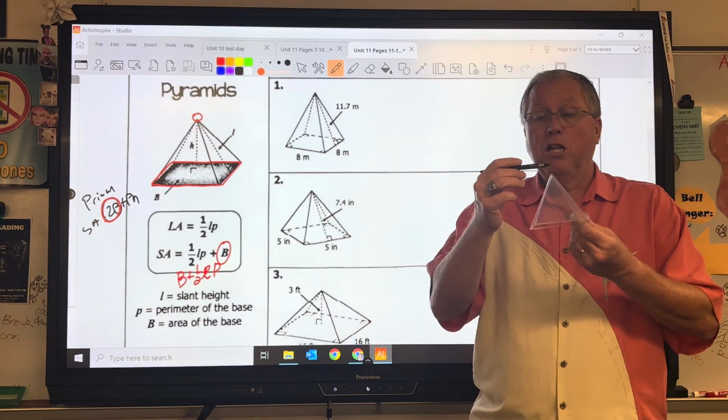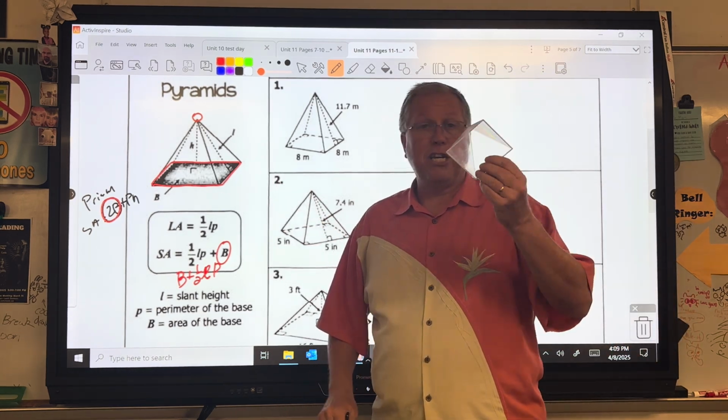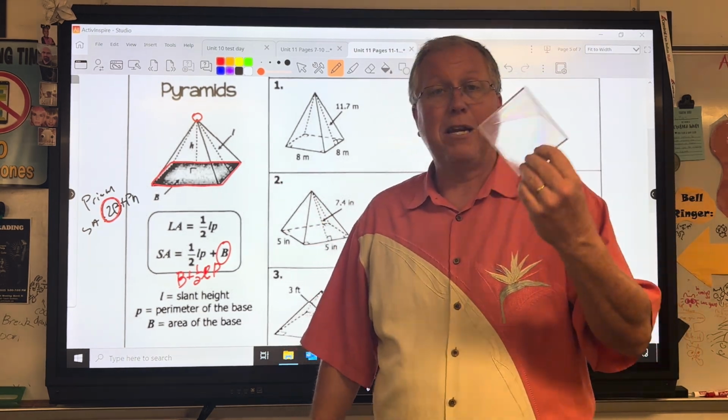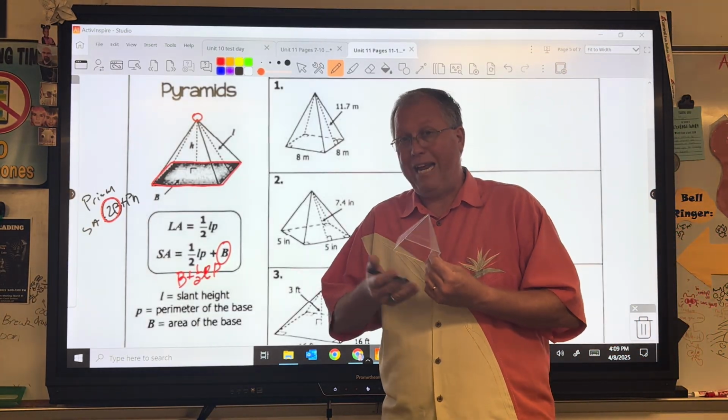That's my apex up there. So it's opposite that. Our base is always going to be opposite that. This on a pyramid can change. It could be a rectangle, it could be a square, it could be a pentagon, a hexagon, an octagon, a triangle, it could be whatever. So we have to pay attention to what that shape is, right?